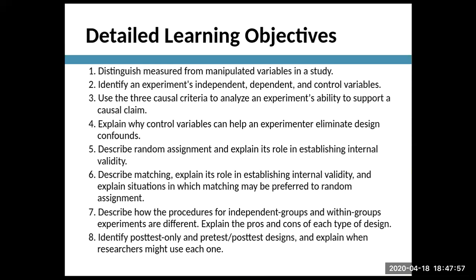We'll get to that. Six, we're going to describe one of, in case random assignment is either not possible or we want to make sure it's more of a controlled trial, then we will do something called matching. I'll explain its role in internal validity establishment and explain situations in which matching actually may be preferred to randomly assigning and why that might be.